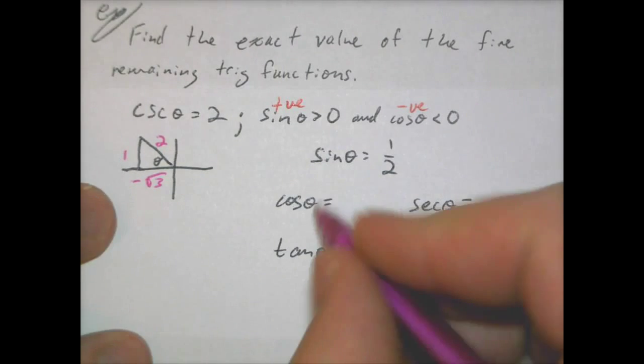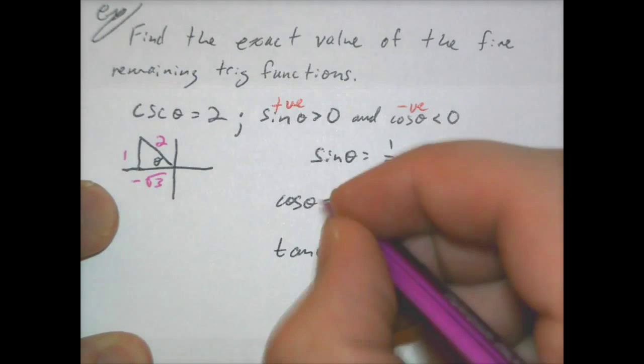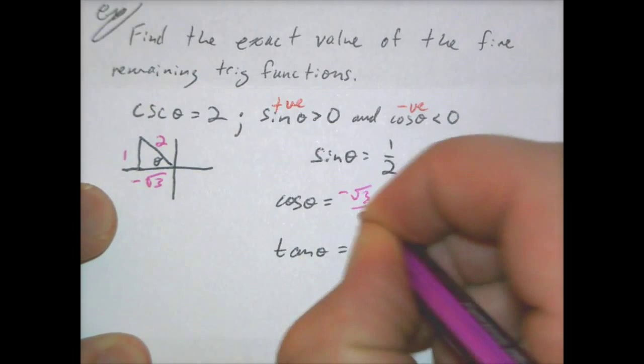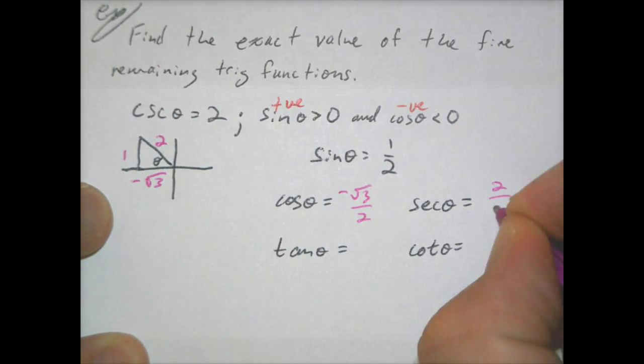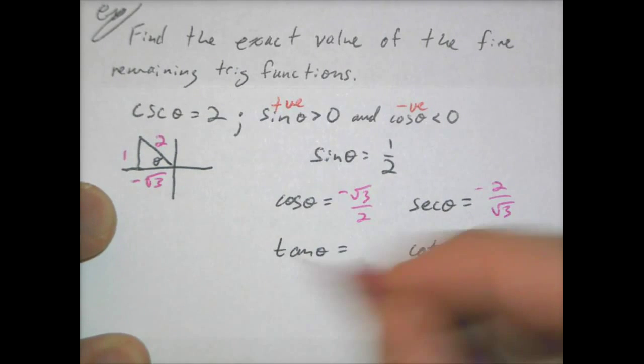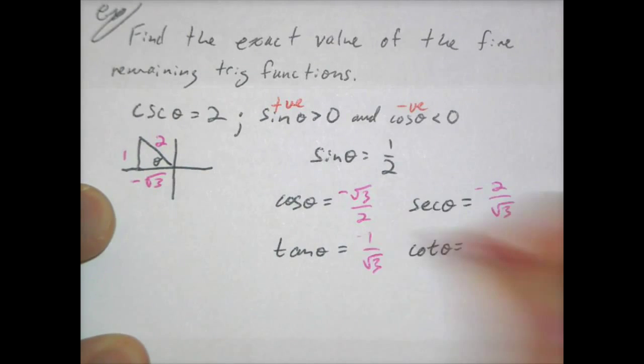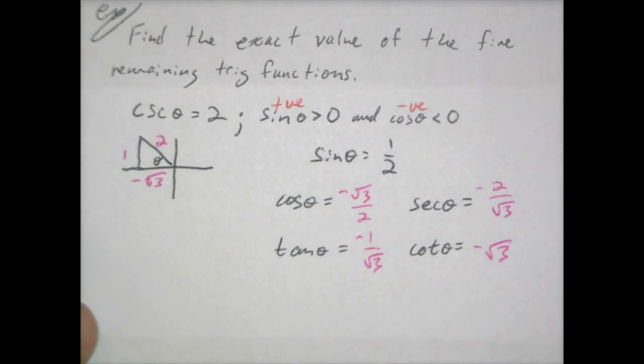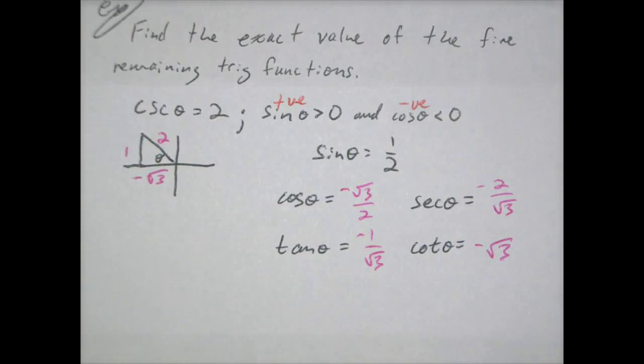So then I have left my other trig functions, and it's pretty easy to find them. Cosine is adjacent over hypotenuse, which is negative root 3 over 2. Secant would be that flipped, so 2 over root 3 negative. Tangent's opposite over adjacent, so 1 over root 3 negative, and cotangent would be negative root 3. That's all there is to ones like that. Let's try one more, and then we'll be done.